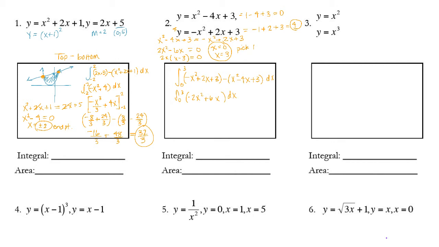Now let's go through and actually integrate after we've collected our like terms. So we're going to have negative 2x cubed over 3 plus 6x squared over 2. And this is evaluated from 0 to 3. So that means that we're going to have negative 2 times 3 cubed over 3 plus 6 times 3 squared over 2. And then minus, the bottom part is 0.